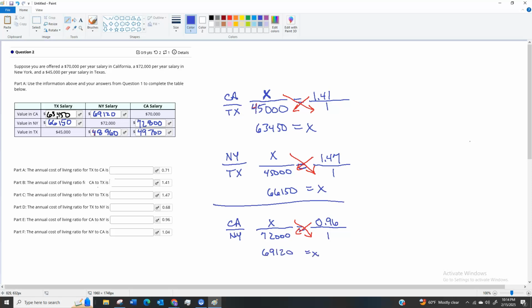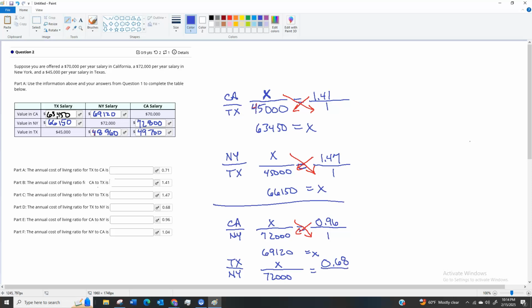If we do the same thing with New York as our known, but this time we're trying to find Texas, then we would have 72,000 on the bottom. Texas is the unknown, and we're looking for the ratio of Texas to New York. Texas to New York is 0.68.